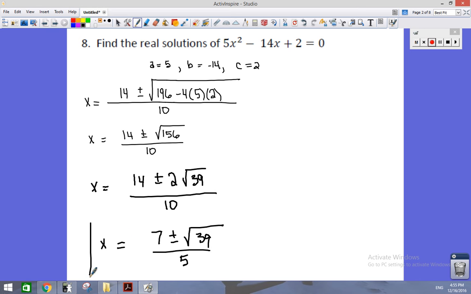So here are the two solutions that I'm getting for this problem number 8.